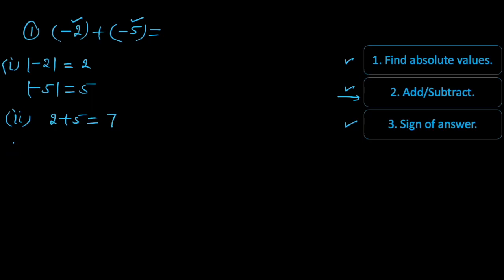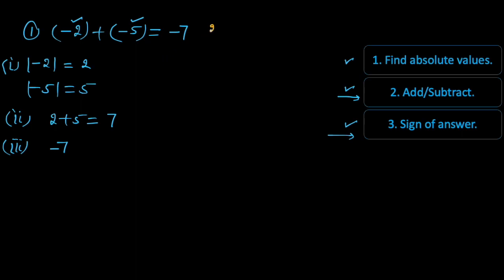Okay. Now, in step 3, I'm going to ask myself, what is the sign of my answer? Is my answer a +7 or a minus 7? In this case, your answer will be -7 because both of the integers are negative, so the answer is also going to be negative. So -7 is your answer for the first problem.